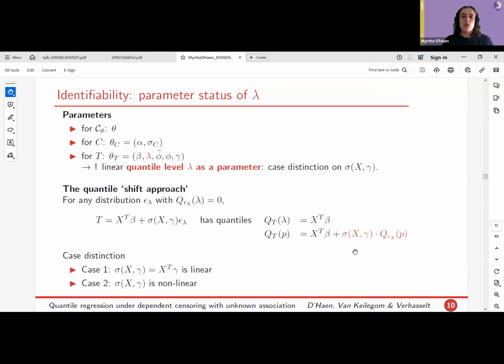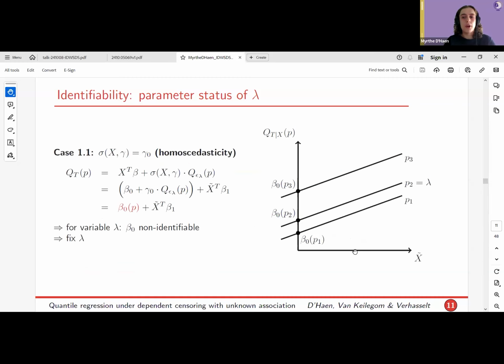So to give you a better idea of how this is linked to the identifiability problem, I just included a few plots here. So first, within the linear case, we can consider the constant case, which of course comes down to homoscedasticity. Then by rearranging the terms, you can see that any quantile curve has actually the same regression coefficient, but different quantile levels yield different intercepts. So this means that if you don't fix this parameter lambda, then you will never be able to identify this intercept that varies over the quantile.